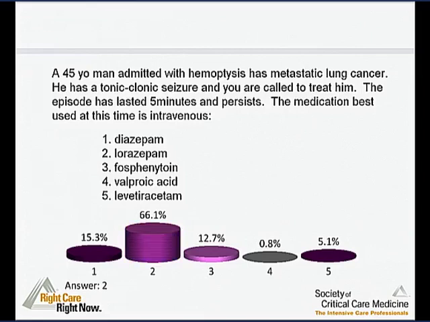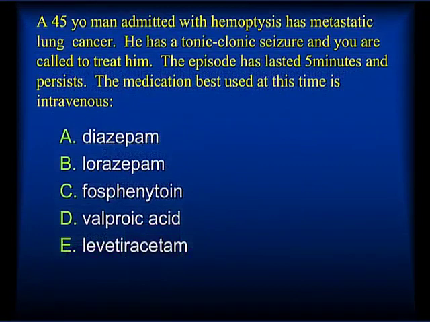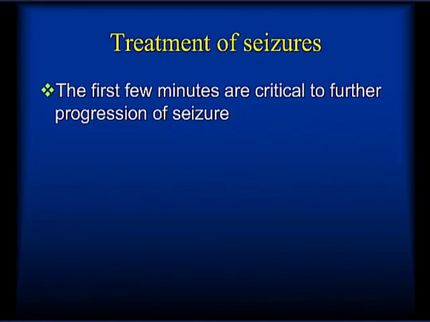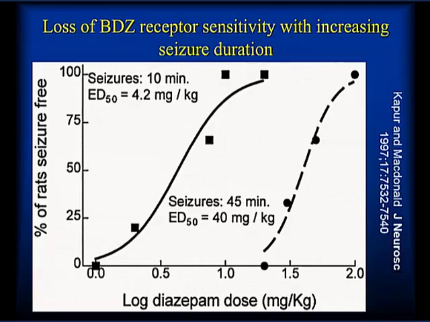Okay, good. So most of you picked lorazepam. We're going to show you why you don't want to use diazepam in this next slide. The first few minutes are critical, as I mentioned; you want to prevent the seizure from continuing. I talked about the fact that the GABAergic receptors are modified, and this rat study shows that in animals that had been seizing 10 minutes versus 45 minutes, there's a logarithmic increase in the amount of diazepam it took to stop the seizures. So the longer you wait, the harder it is to treat.